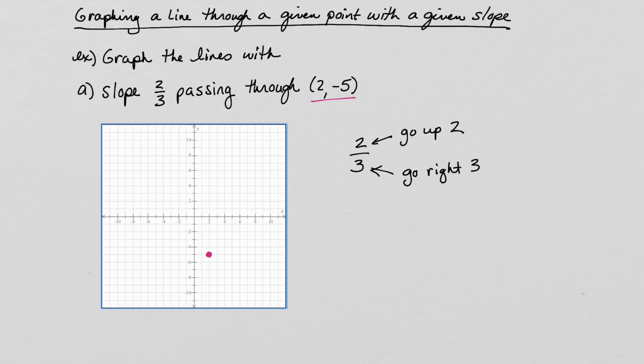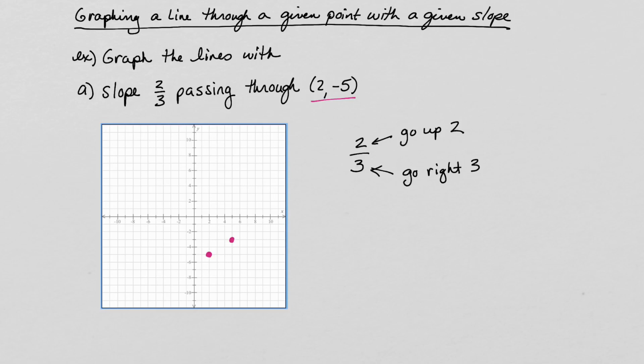So from this point here, if I were to go up 2, I would go up 1, 2, and then I need to go right 3 spots. So 1, 2, 3. We're going to end up right here at (5, -3). So I'm going to put another point there. Remember, I'm going up 2 and then over 1, 2, 3. Let me get my point in the right spot.